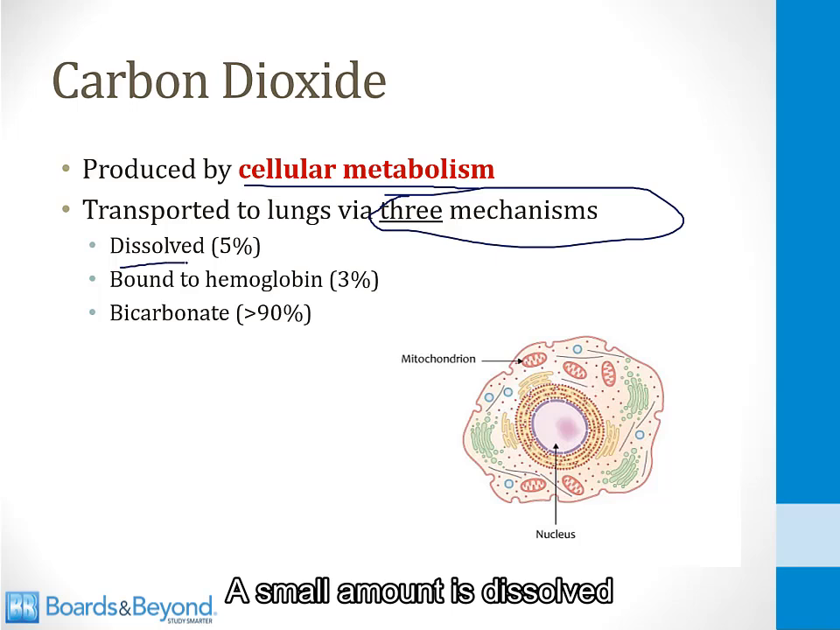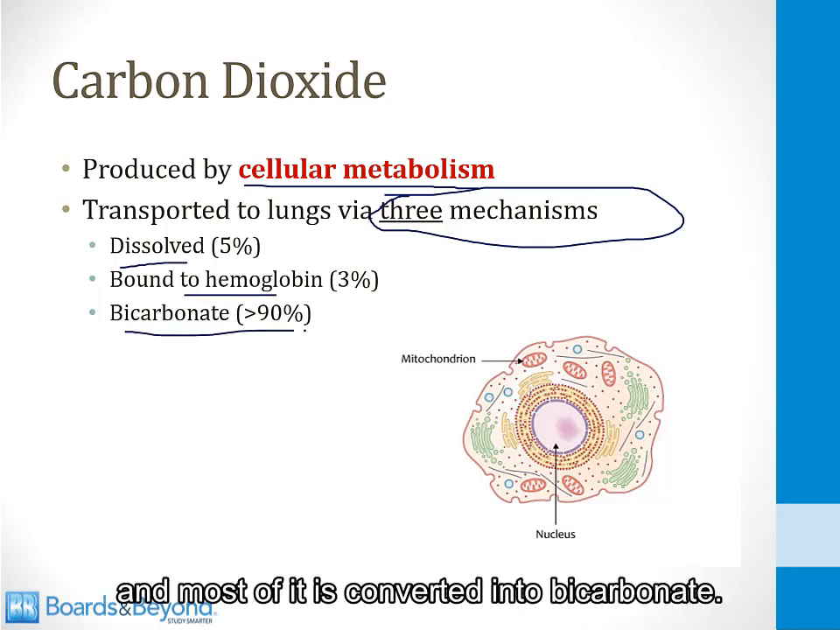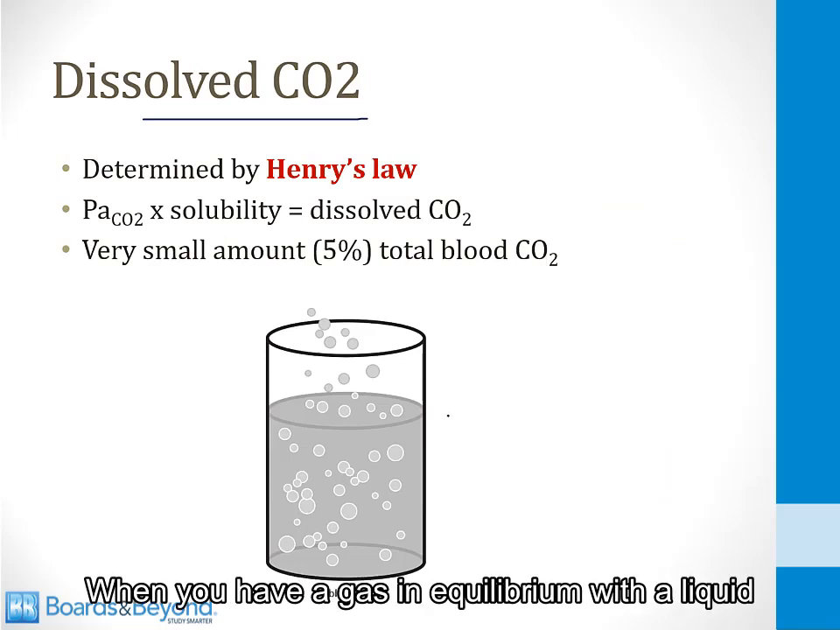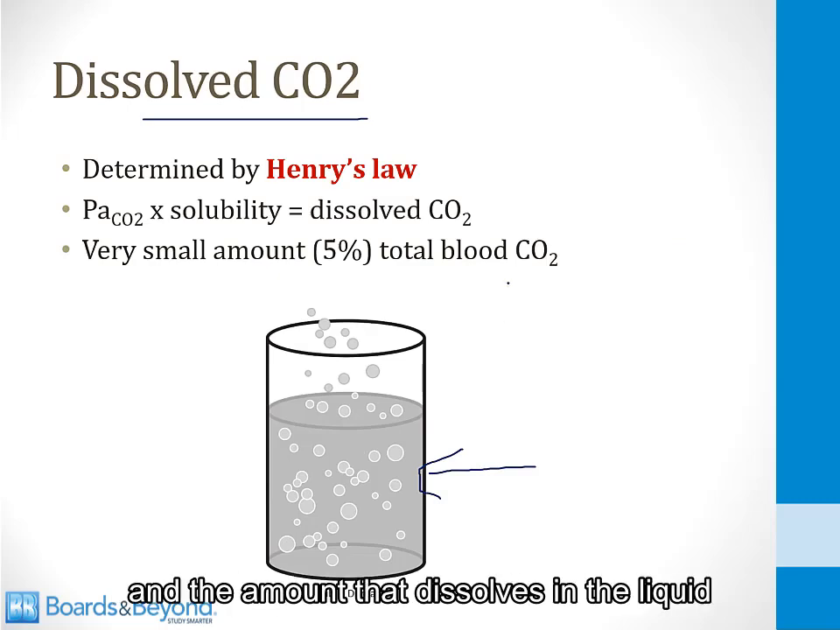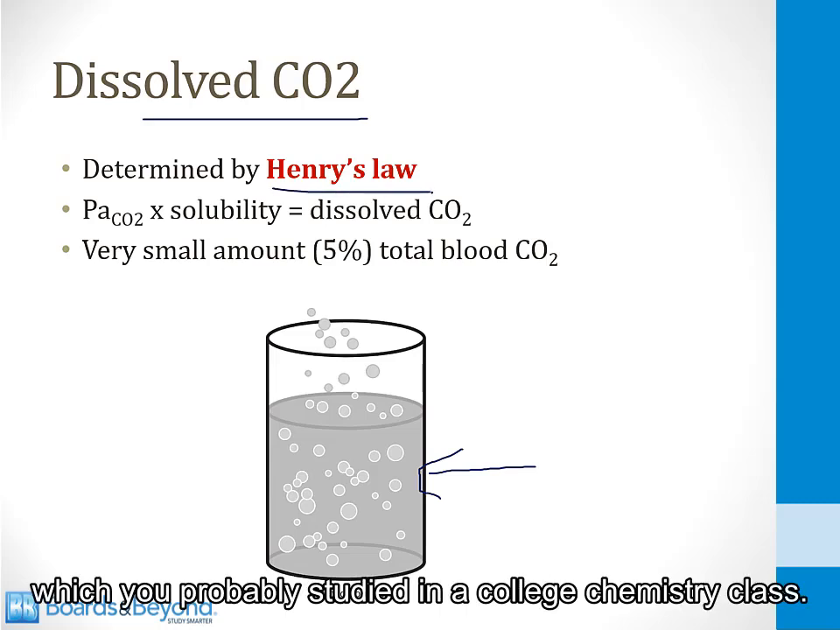A small amount is dissolved, an even smaller amount is bound to hemoglobin, and most of it is converted into bicarbonate. Let's talk about the dissolved carbon dioxide first. When you have a gas in equilibrium with a liquid like our plasma, a certain amount of that gas will dissolve in the liquid, and the amount that dissolves is determined by Henry's law, which you probably studied in a college chemistry class.